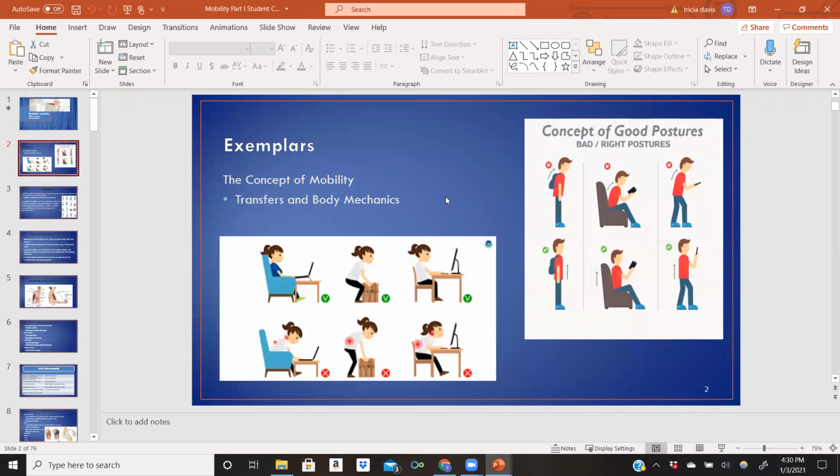So some exemplars are the concept of mobility. We're going to talk about transfers and body mechanics, the concept of good postures, the bad postures, and the correct postures.